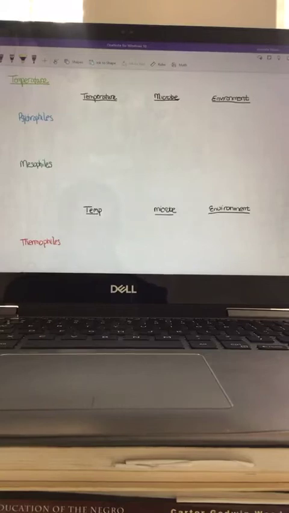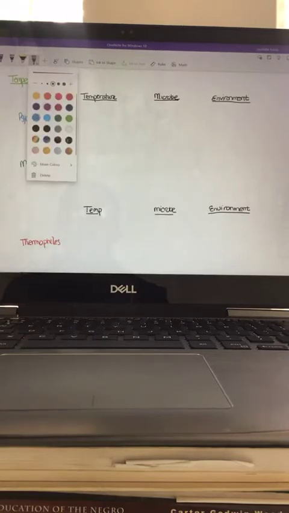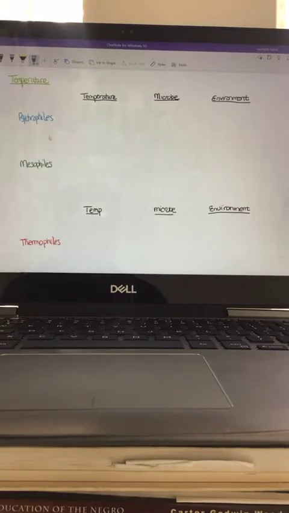We have psychrophiles. Let me change the color to blue because I have this color coded as well, so it will help you understand and remember what we need to learn. So psychrophiles are cold loving microbes, and their temperature range is from like negative 10 to 15 degrees Celsius, and their optimal range is 10 degrees to 15 degrees Celsius.